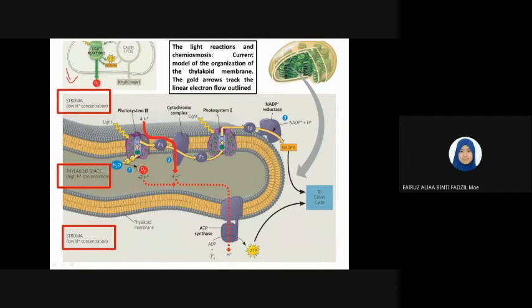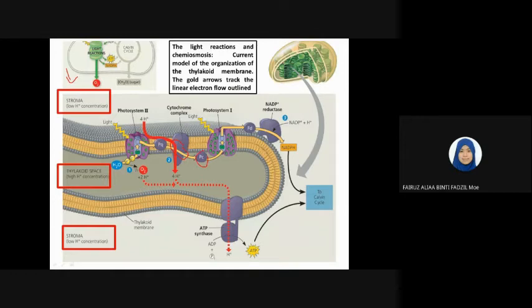Okay, so you see the gold arrow first. The gold arrow shows the electron being transferred. The electron here from water refills into the P680 plus, and then the electron is transferred to the plastoquinone, and then the electron is transferred to the cytochrome complex, and then transferred to plastocyanin.